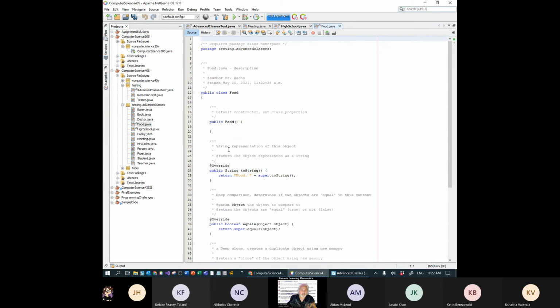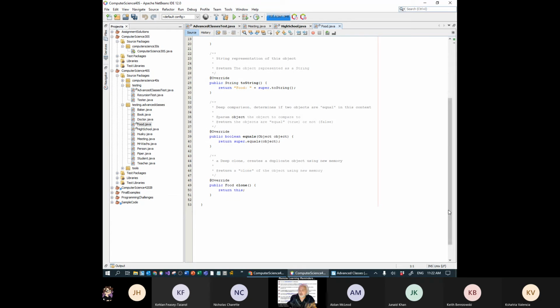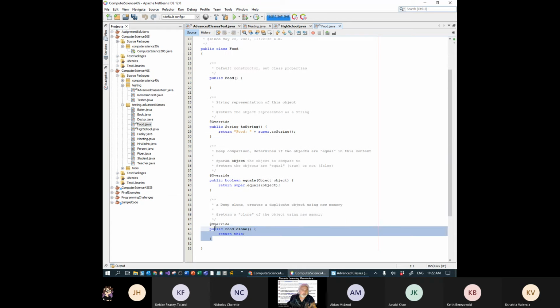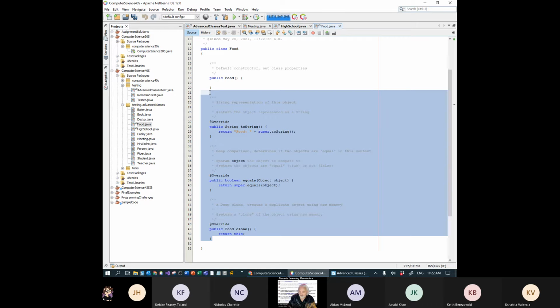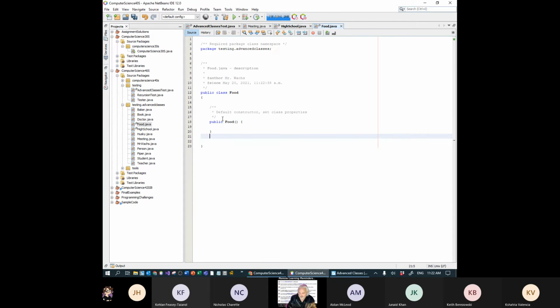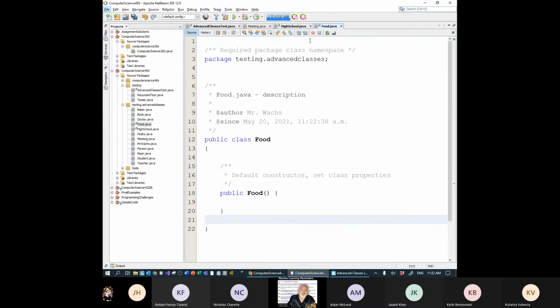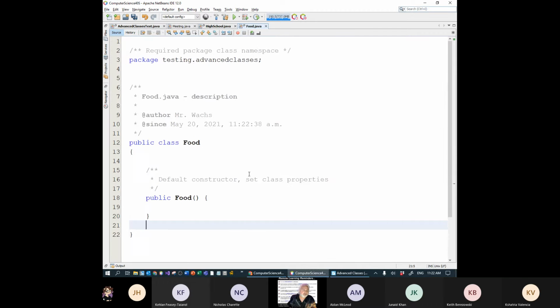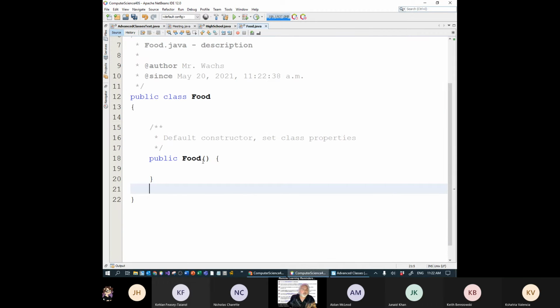And there's their food class. We won't need toString, equals, and clone, so if you want, you can delete those, but keep the constructor. The constructor is still important. So with your food class, keep the constructor, but you don't need toString, equals, and clone if they came from your template. We'll rewrite the constructor in a minute, so let's not worry too much about that.